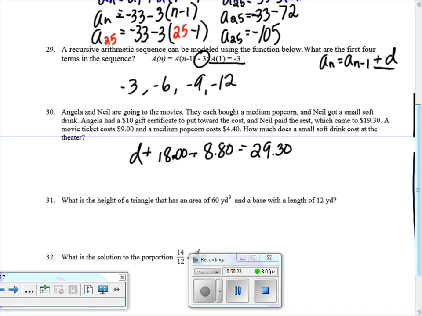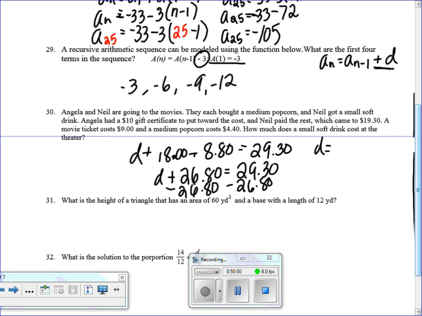Okay. So now that we have our equation written, we're going to solve it. Okay, combining like terms, so we're going to combine the 18 and the 8.80. Okay, so we have D plus 26.80 equals 29.30. Subtract the 26.80 from both sides. And we're left with D is equal to $2.50.